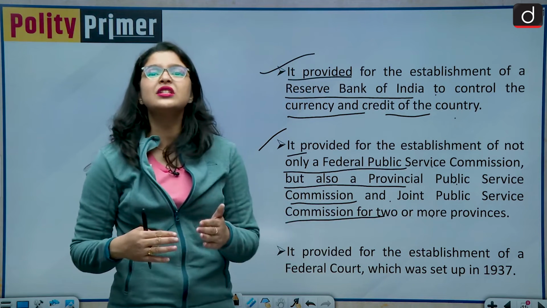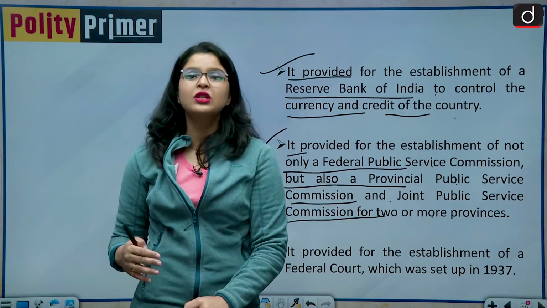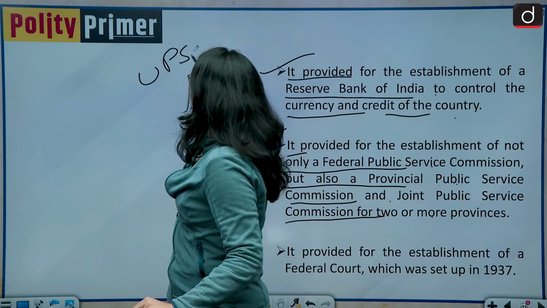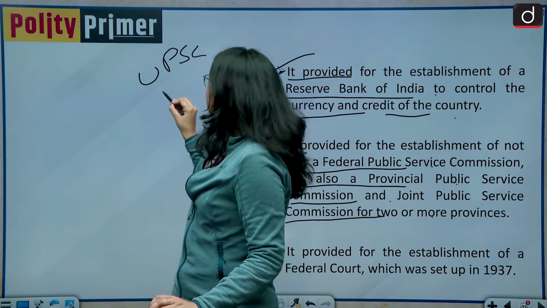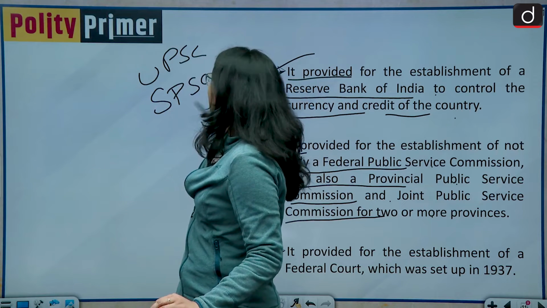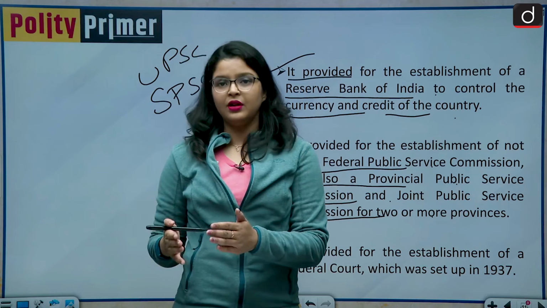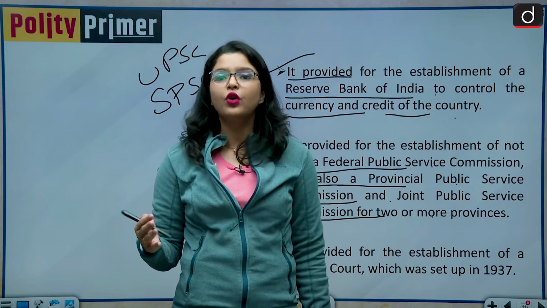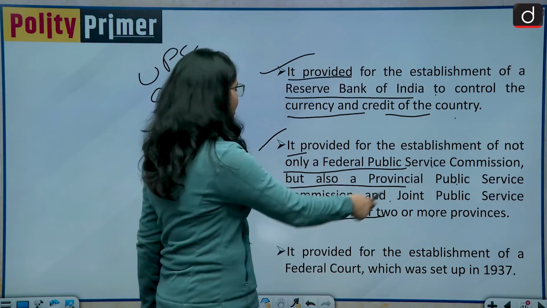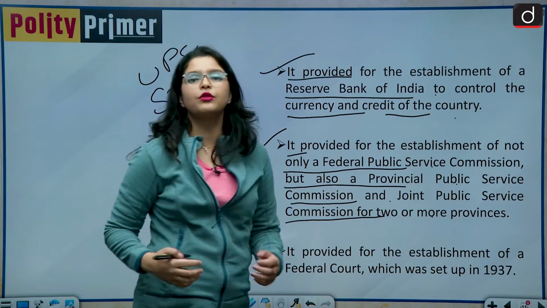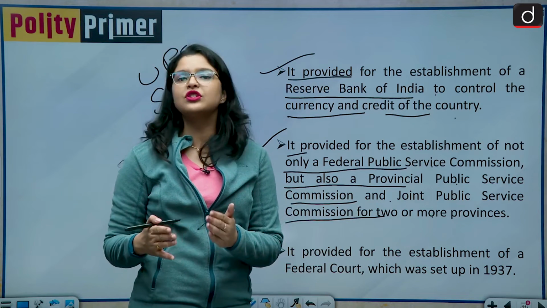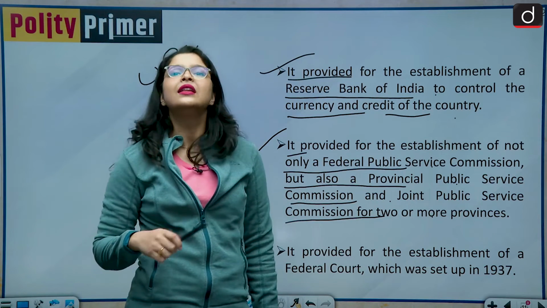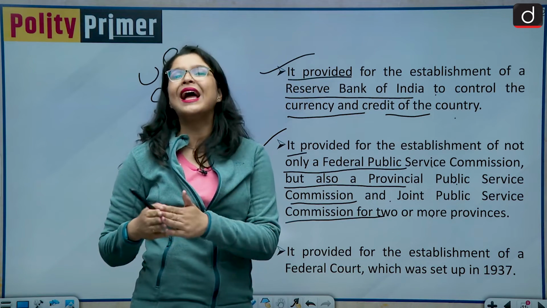And all of these provisions have been retained in the Indian Constitution. The Federal Public Service Commission is known as the UPSC. The Provincial Public Service Commission is known as the State Public Service Commissions. And the states can ask the President of India to constitute joint public service commissions for two or more of them, and they are known as the Joint Public Service Commission for two or more provinces. So all of these important provisions of the Government of India Act have been retained in our Indian Constitution, and that is why this is the pillar from which our Indian Constitution has been inspired.